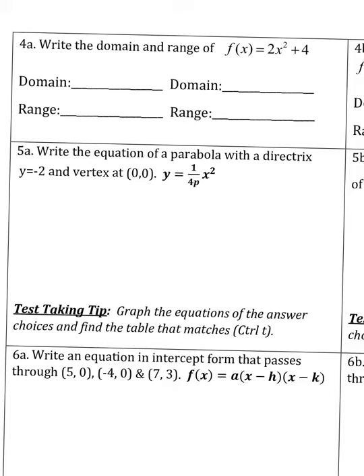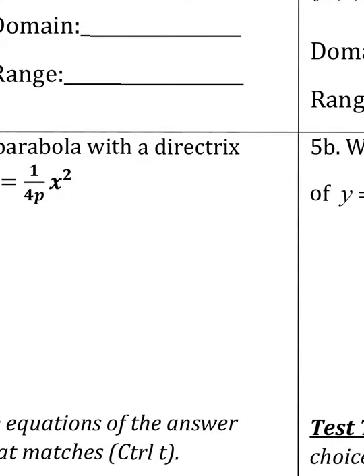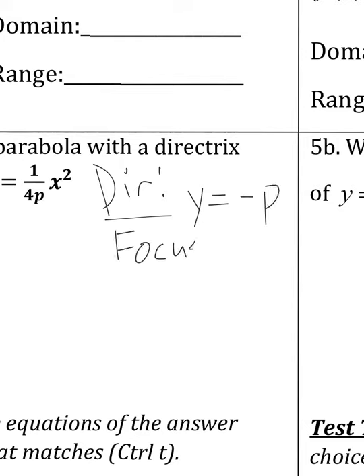5A, write the equation of a parabola with the directrix y equals negative 2. So I did put the formula on here, but I did not put the formula for the directrix, so let me just add that. The directrix is going to be y equals negative p. And then if it comes up again later, the focus equals (0, p).